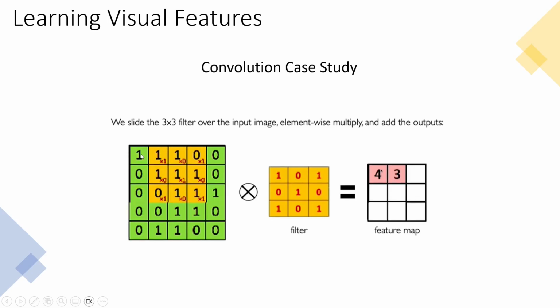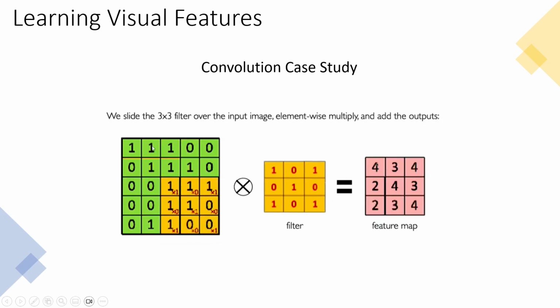Then we basically move the filter, the convolution filter, to the right, because we have stride 1. We are moving 1 pixel to the right or down. Now we have 1 times 1, 1 times 0, 0 times 1, 1 times 0, 1 times 1, that makes 2. 1 times 0, 0 times 1, 1 times 0, 1 times 1. If you add them, you obtain a 3.